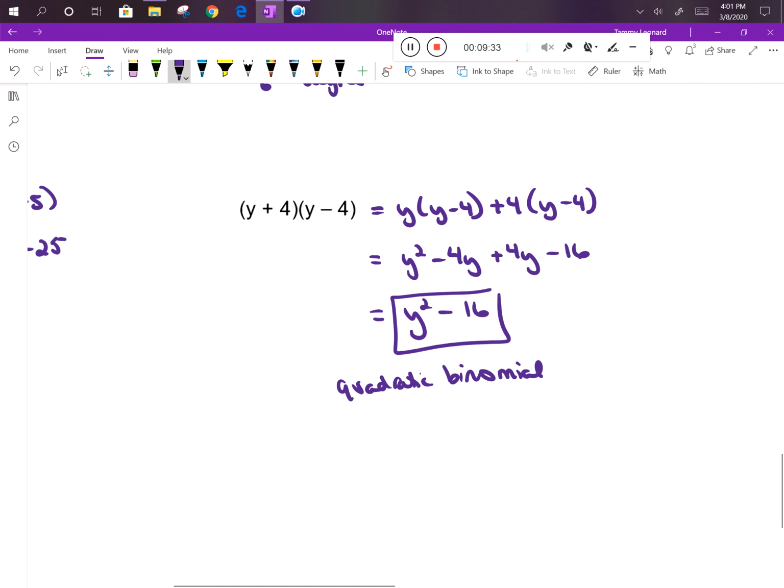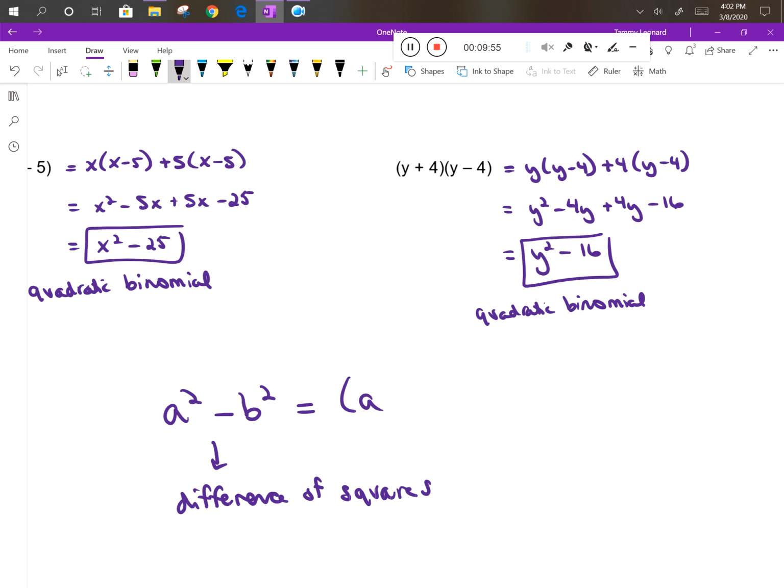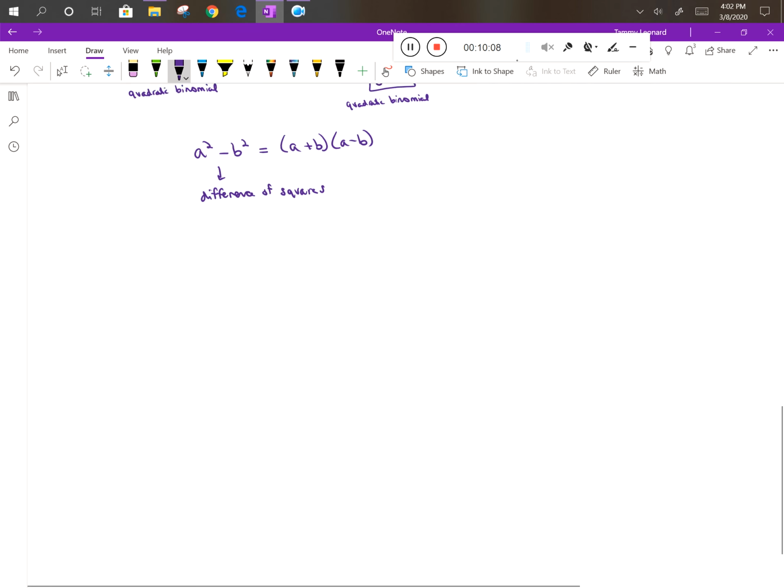Now I just want to mention that there's actually a special name for this pattern. Notice how in both cases you have something squared minus something squared, right? Because 25 is one of our perfect squares, and so is 16. This is called a difference of squares. And this always crops up when you have a plus b times a minus b. In other words, the two binomials are exactly the same except for the fact that the middle sign is opposite. And that looks like the end of your note sheet.